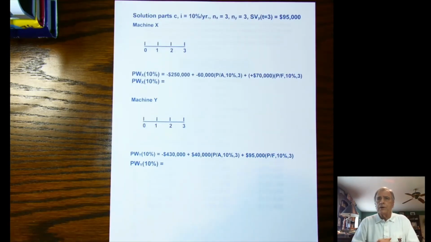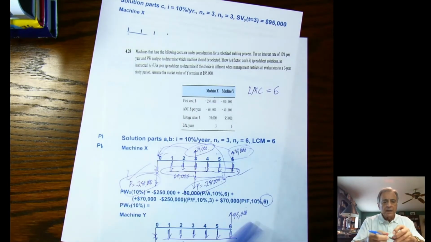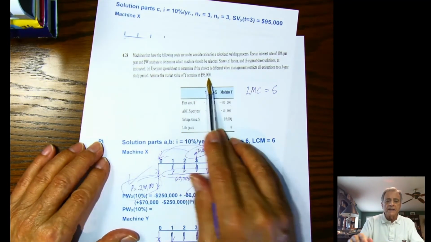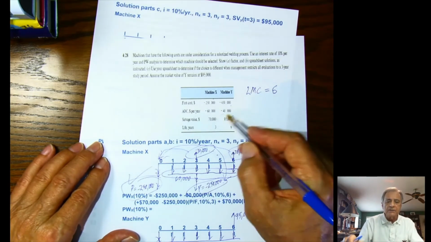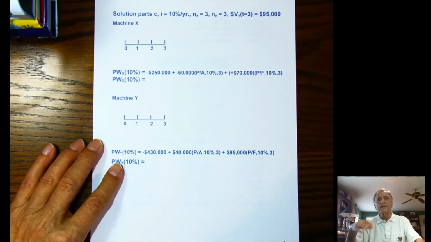The C part of this problem asks you to use a fixed study period of 3 years. So everything has to end at 3 years. He further states in the problem statement, let me bring it back up here and show you where he says, assume the market value of Y remains 95,000. Remember, that was its salvage value. He's telling you to assume, even if you get rid of it at 3 years, it's still only worth $95,000.